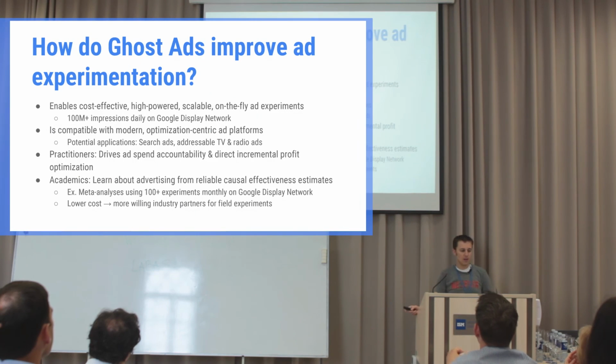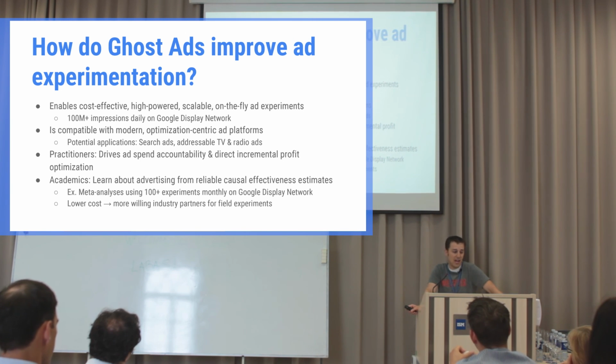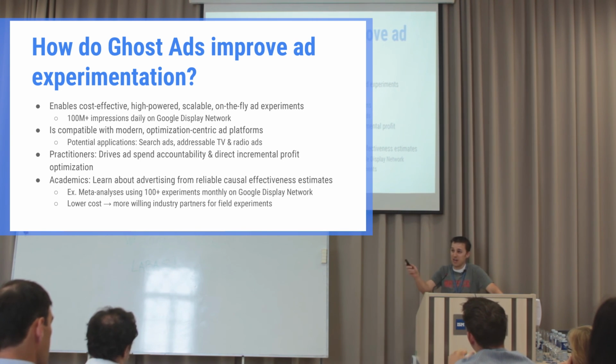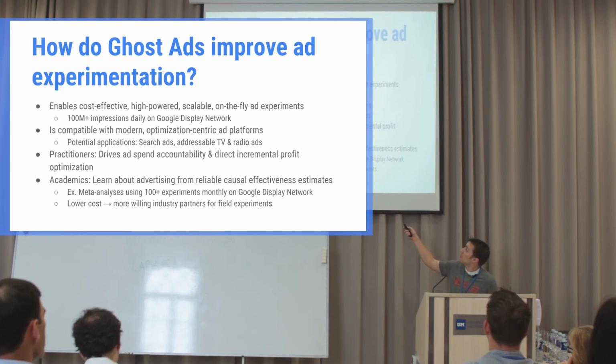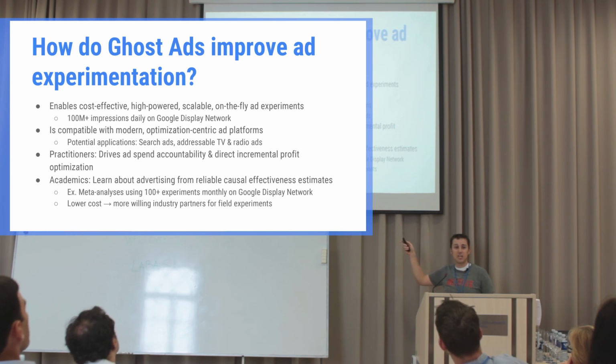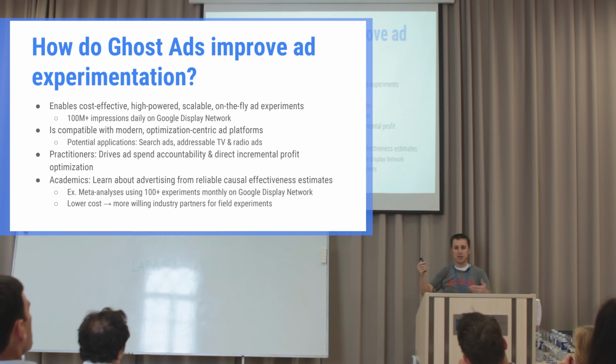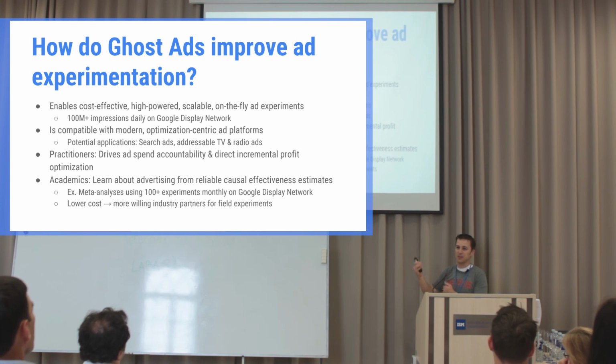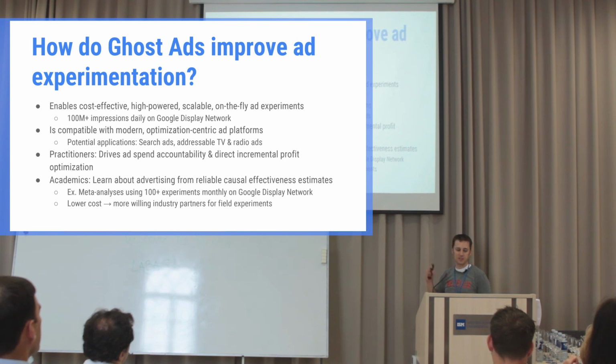Okay. All right. So in conclusion, how do ghost ads improve ad experimentation? Well, first off, they enable cost-effective, high-powered, scalable, on-the-fly ad experiments. All of those things actually matter. The whole on-the-fly part, we can just go and turn the experiment on. If there's a campaign running and the advertiser says, I want to learn about it, we just go flip a switch. It takes 3 minutes and typing a few fields in, and then maybe waiting till midnight for the ad systems to update.